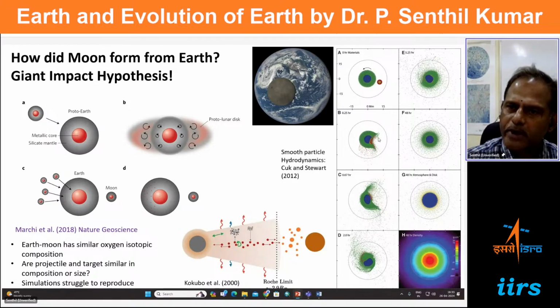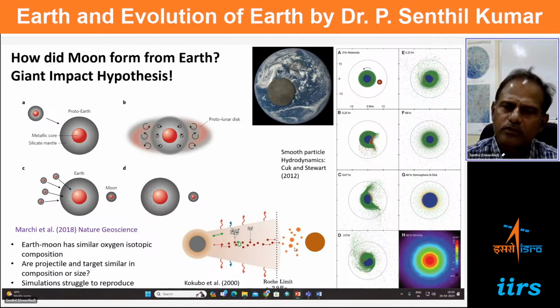Because of this collision impact, lots of material comes out, and the thrown out debris also goes around the Earth. And through different stages, they also produce a disk. So you produce a disk around the Earth, and some portion of the disk again goes back to Earth and collides and accretes into the Earth. Whatever is left out beyond the gravity field of the Earth, those materials form the Moon. So you produce Earth and the Moon. So now what happens to this primordial Earth?